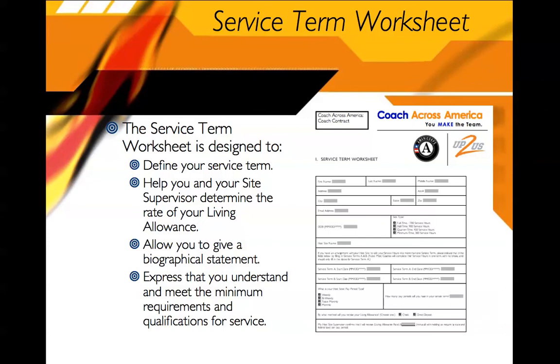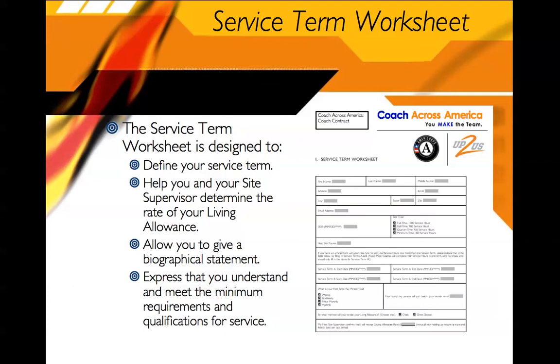We'll start with the service term worksheet, and this service term worksheet is designed to help define your term of service, and that term of service essentially is the slot type. That's the AmeriCorps jargon for the amount of time you'll be serving. There are 4 different slot types in the Coach Across America program. Full-time, and full-time members will serve 1,700 hours, half-time 900 hours, quarter 450, and minimum 300.